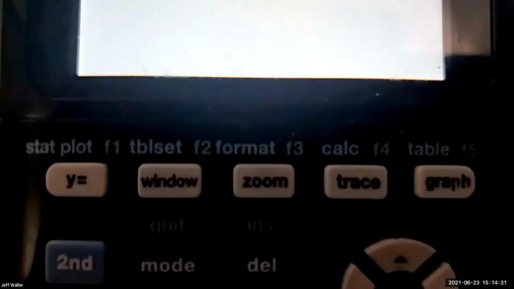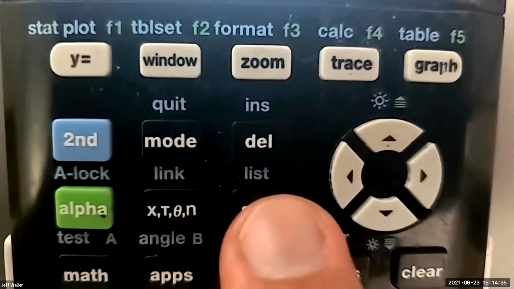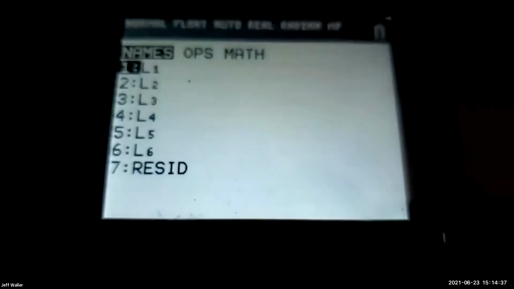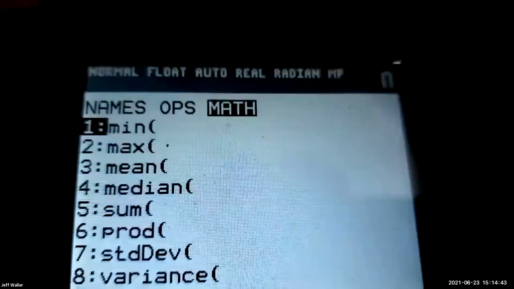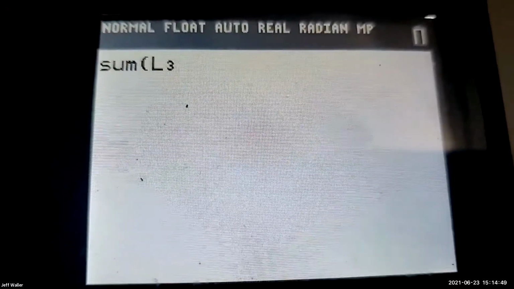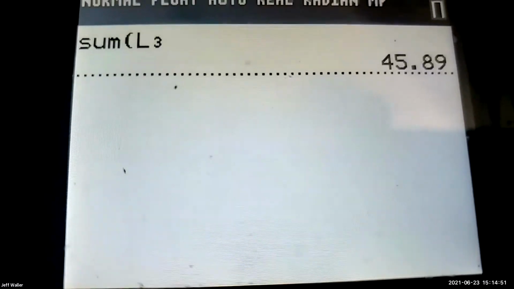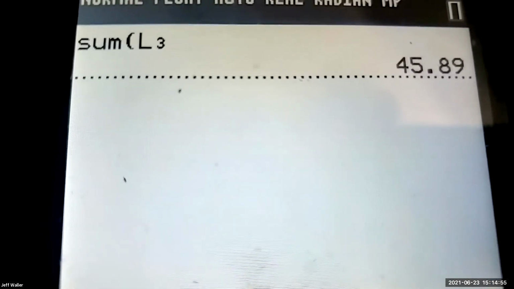So now hit second quit, come out of there. Then I can hit second stat to go to list, right? I want to do something with my lists. I want to do math on my lists. I want to sum up. So I'm going to hit number 5 because number 5 says sum. What do I want to sum up? I want to sum up L3, for example, right? That's my mean.